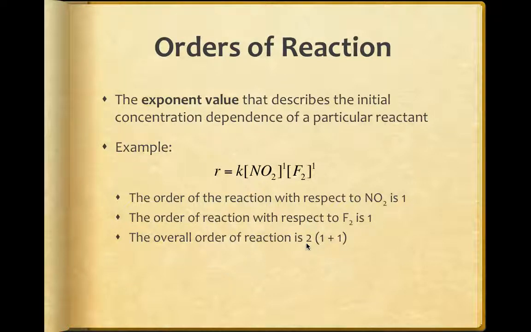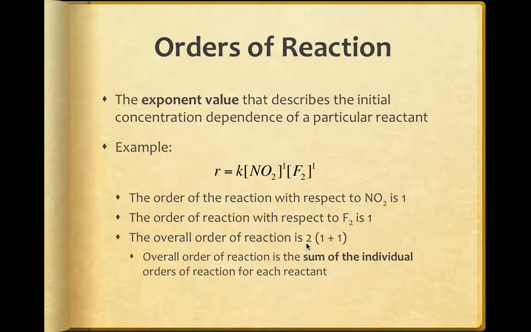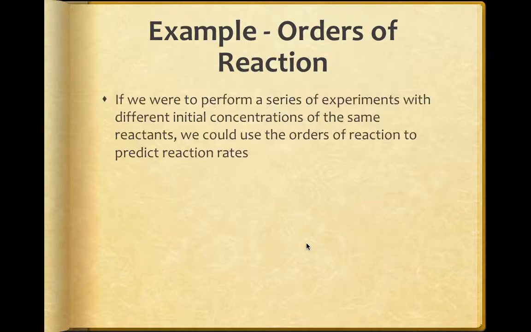Now, what does this information give us? Because it sounds pretty theoretical at this point. Let's try to look at another example. If we perform a series of experiments with different initial concentrations of the same reactants, we could use the orders of the reaction to predict the reaction rates.